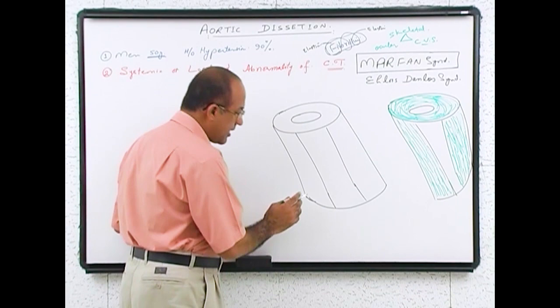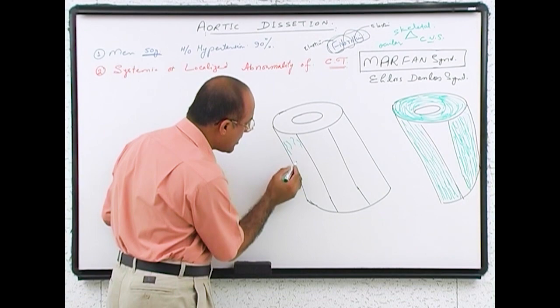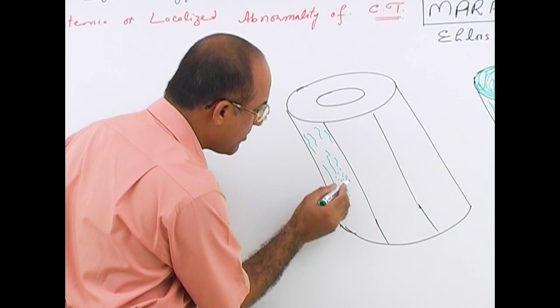And fibrillin is not normal. Due to that reason, elastin cannot deposit well. So these layers are disrupted, and within these layers, these are fragmented also. You know, elastin fibers, these are fragmented.